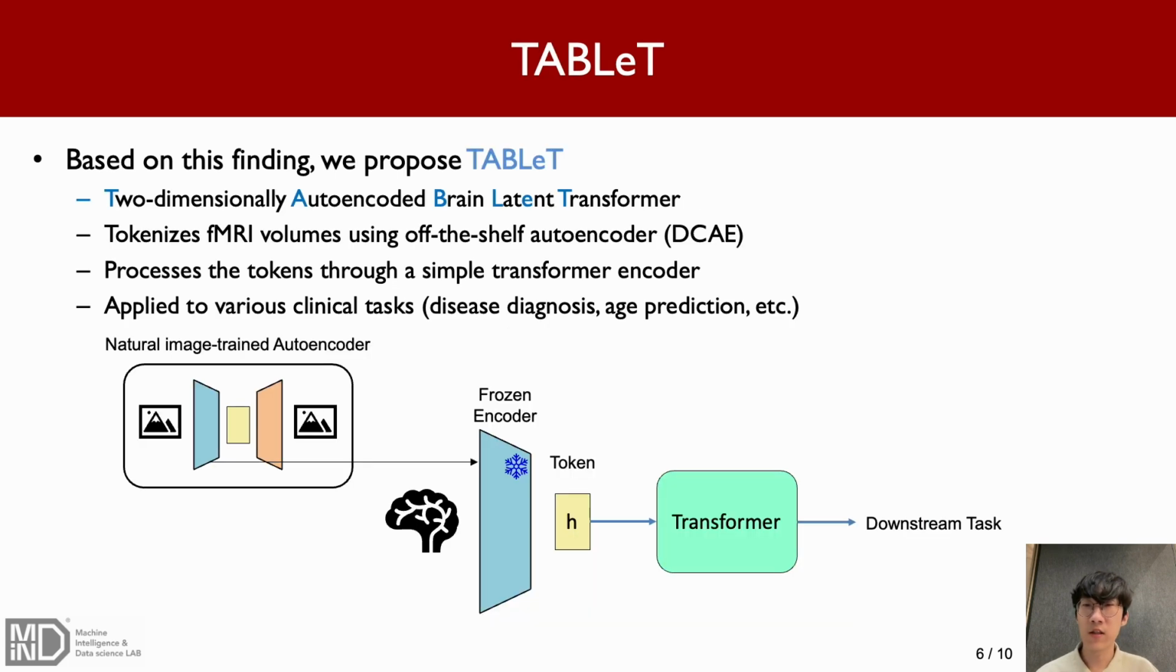Based on this finding, we propose our model, TABLeT, which stands for Two-Dimensionally Autoencoded Brain Latent Transformer. Using the frozen pre-trained encoder from the autoencoder of choice, TABLeT first tokenizes fMRI volumes. Those tokens are then processed with a simple transformer encoder, and then applied to various downstream tasks.